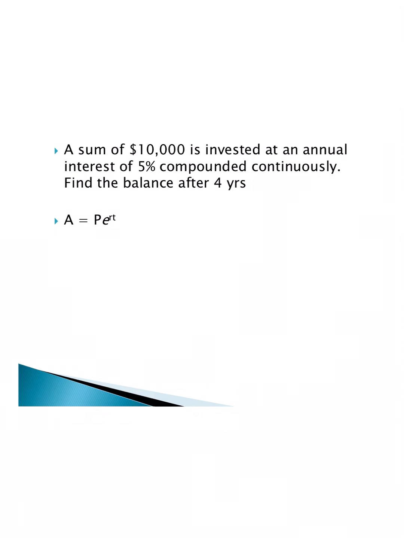Let's go ahead and finish our problem. Just like before, we're going to identify our variables from our problem. We have a sum of $10,000 that's going to be invested at an annual interest rate of 5% compounded continuously. It's very important that we see that word continuously because it automatically denotes to use this equation as opposed to the other one we talked about. And we're going to find the balance after 4 years. So from our variables, I know that P is going to be 10,000. I know that r is going to be 0.05, because again, convert that to a decimal. And I know that t is equal to 4 because we're doing this for 4 years.